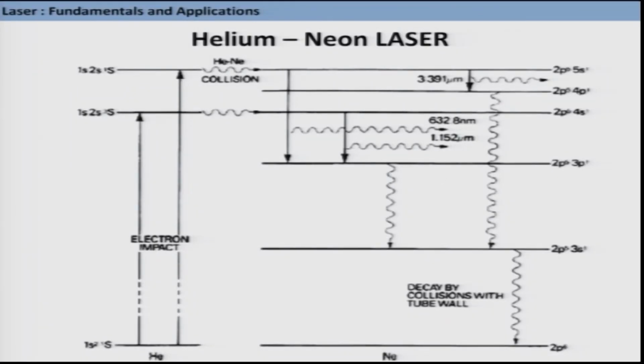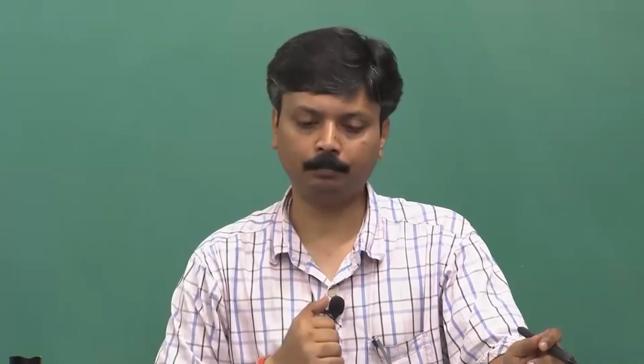Now, the initial excitation is achieved using electron discharge through electron impact, and the populated excited helium atom transfers the energy to the neon atom. So in that way, essentially, one is creating a population transfer as well. Thus you actually create a population inversion within the energy states of the neon atom.